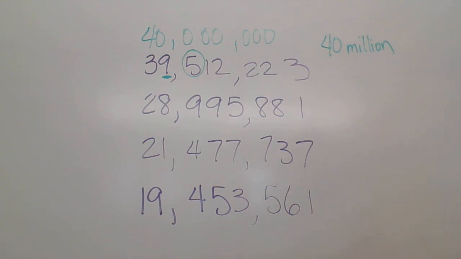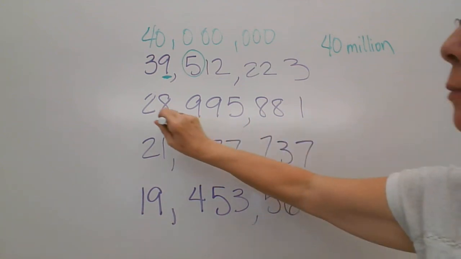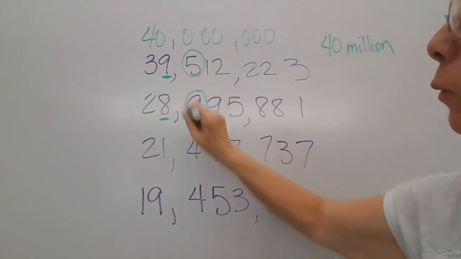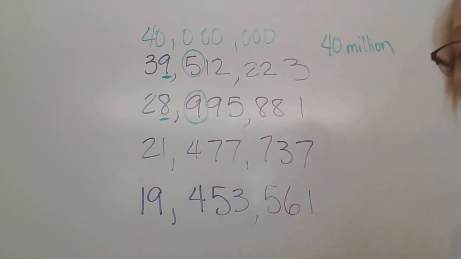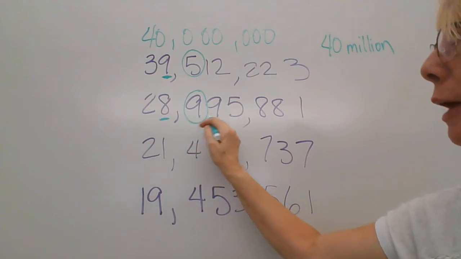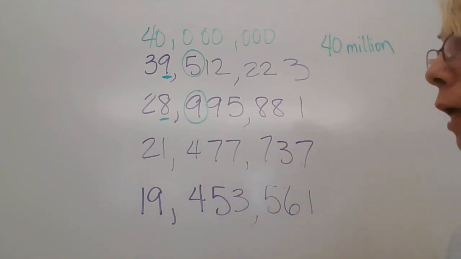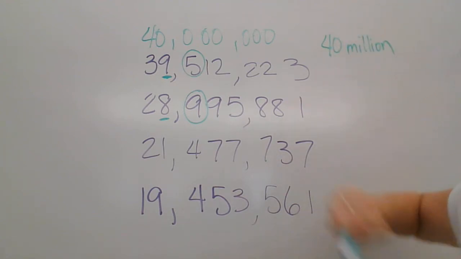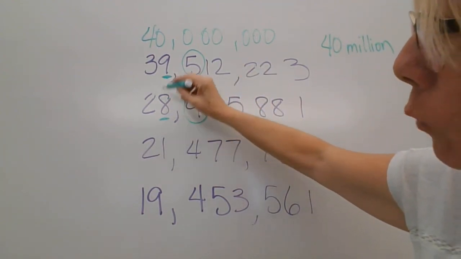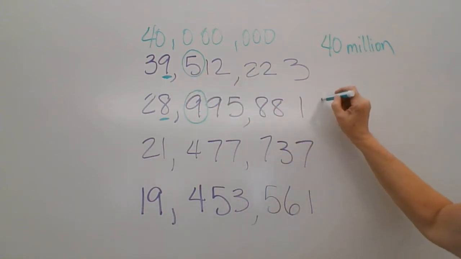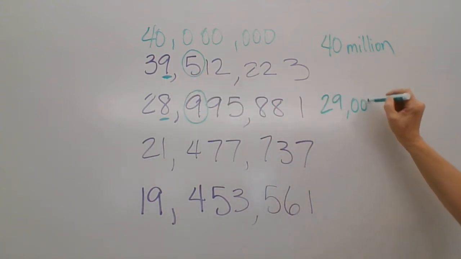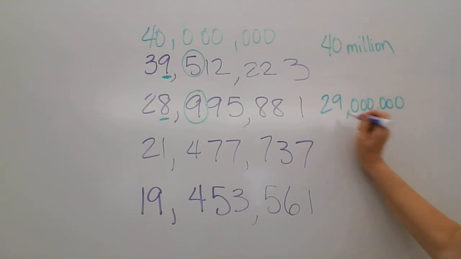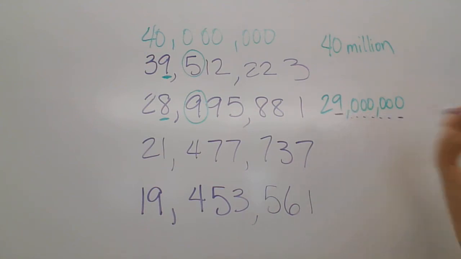How would the next number round? We're going to keep the million. Look at the number next to it. Wow, look at that, 995,000. This is 28,995,881. That is really, really close to what number? This is 5 or bigger, so this guy rounds up. So this rounds to 29 million. So you see that whatever number we're rounding to, everything after that is all zeros.